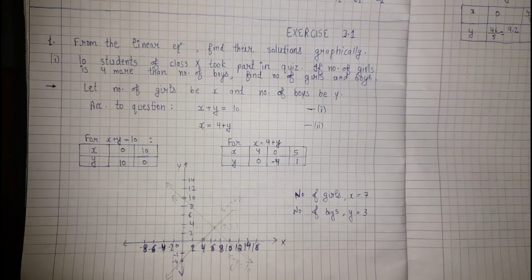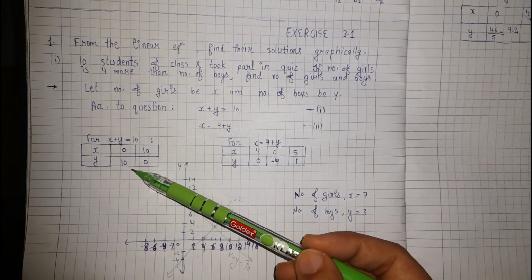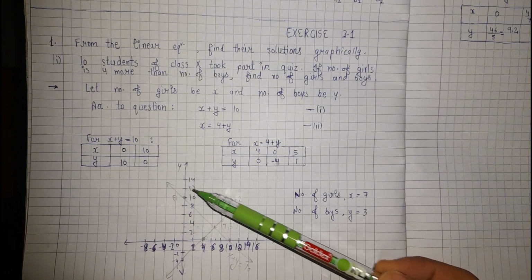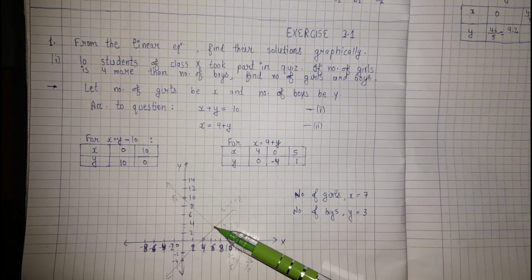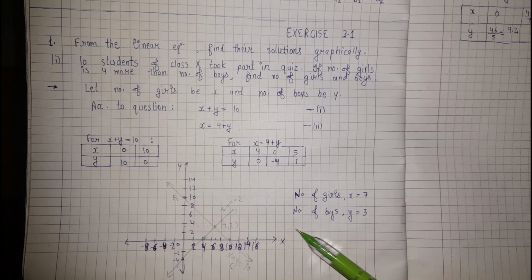So this is how we find the solution graphically. Just form the equations, then solve the equations and plot them on a graph and find the point of intersection. The point of intersection is our required solution.